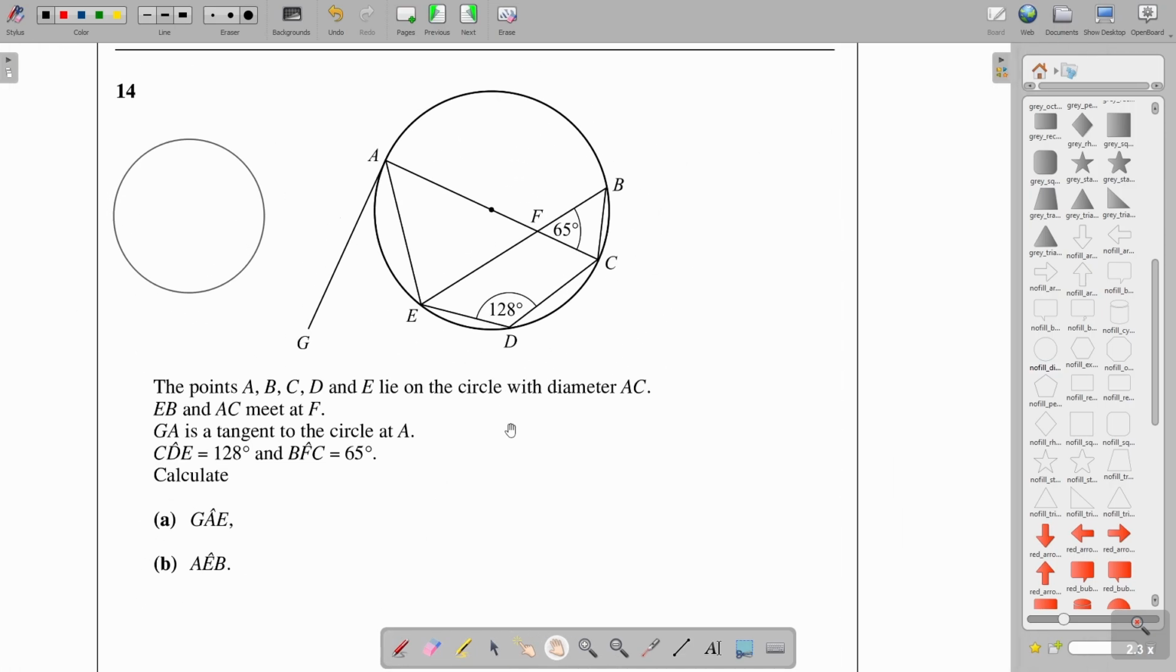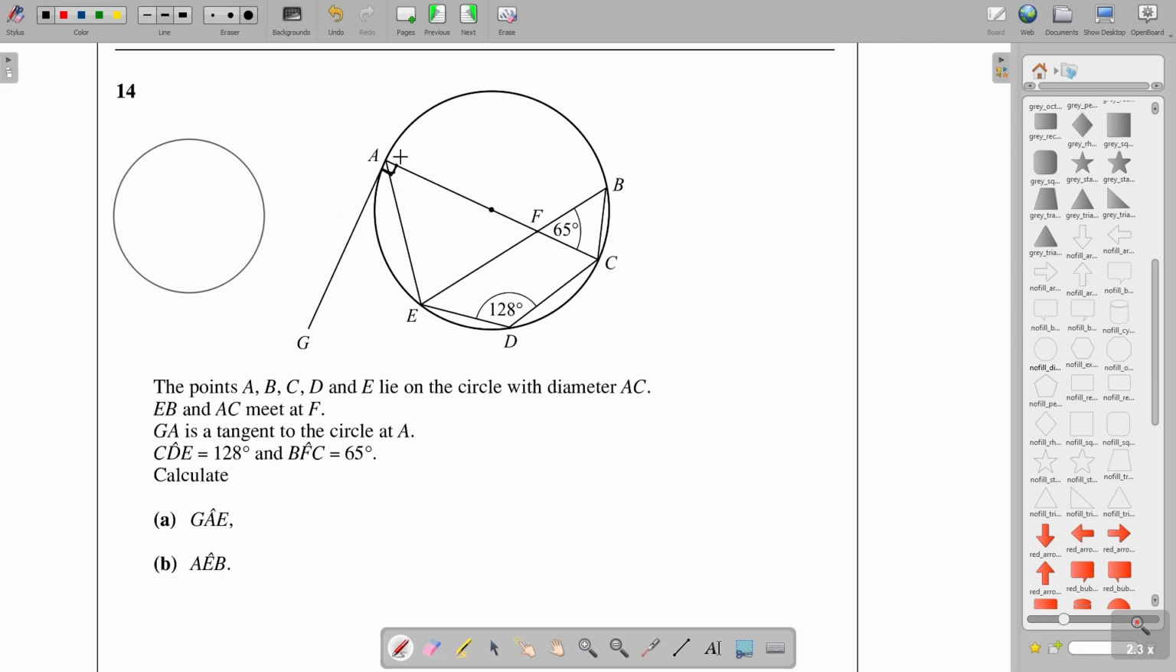Now, this question is a little complicated, but I will try my best to explain it. Basically, the points A, B, C, D, and E lie on a circle with diameter AC. EB and AC meet at F, right there. GA is a tangent, which means it makes a 90-degree angle with the line that passes through the center. And CDE is equal to 128, and BFC is equal to 65. Calculate GAE.